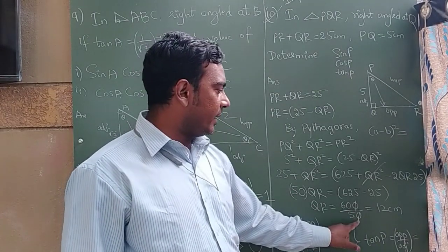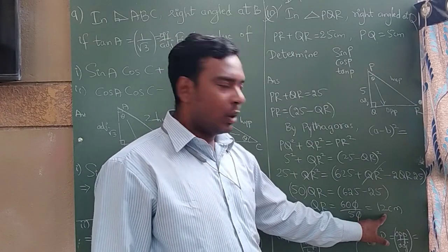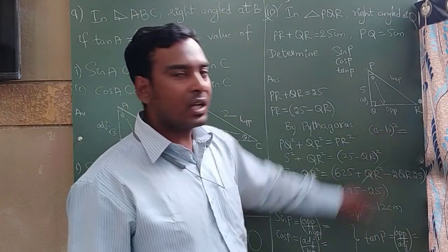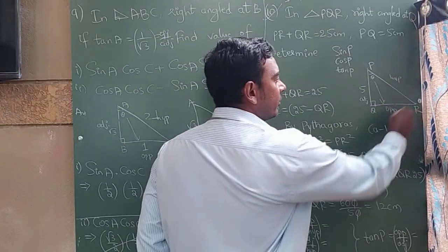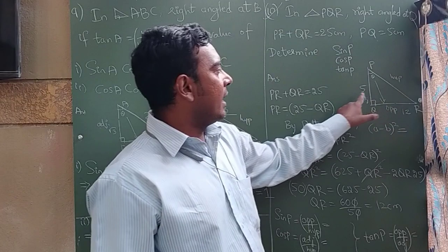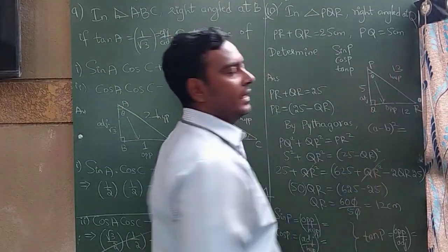This 50 will come in the denominator. 0 and 0 get cancelled. 60 divided by 5 is 12 centimeter. What is that? 12 centimeter is QR. QR means what? It is the opposite side. Now apply Pythagorean triplets. When opposite is 12, adjacent is 5, then hypotenuse will be 13.